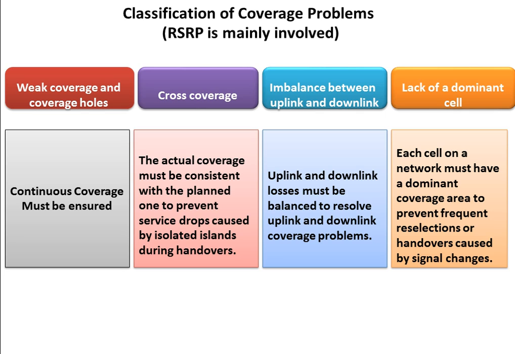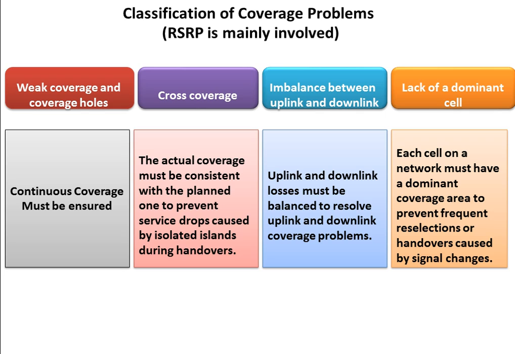Another category of the problem could be cross coverage. The actual coverage must be due to the planned site at any point. Suppose we are referring to one particular point on the ground or any coverage area, there the coverage should be coming from the nearest dominant site only. There should not be coverage coming from the isolated areas.